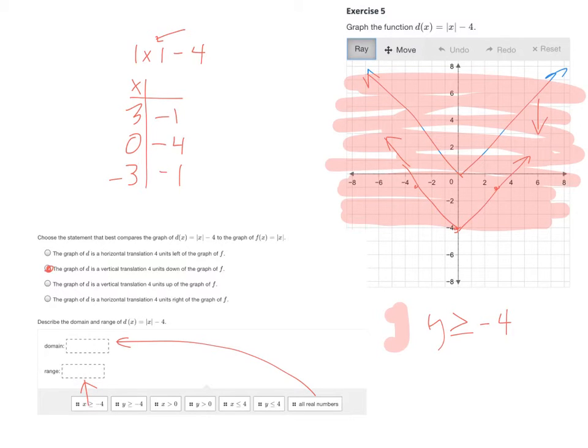Also, there is a line that splits this in half. There's a line of symmetry right here. It happens to be the y-axis on this one. And this is the vertex. That's the location of the vertex.